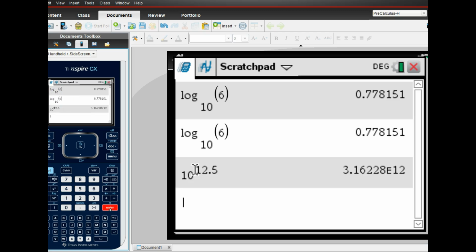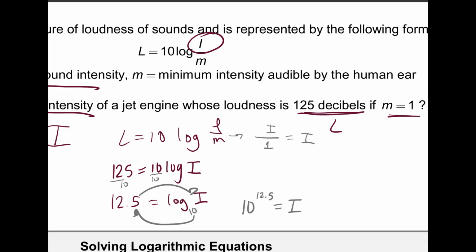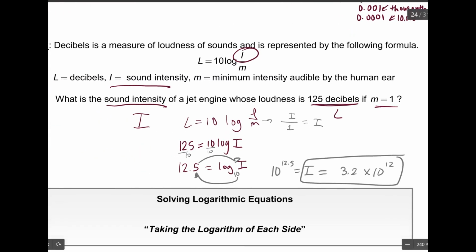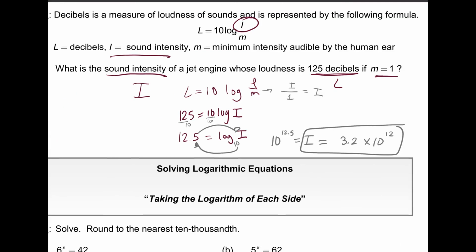What does e mean? It means times 10 to the power of. So here, I want times 10 to the 12th power. So literally, the intensity is going to be 3.2 times 10 to the 12th power. Yeah, scientific notation. They do this in freshman year, so everyone knows this.